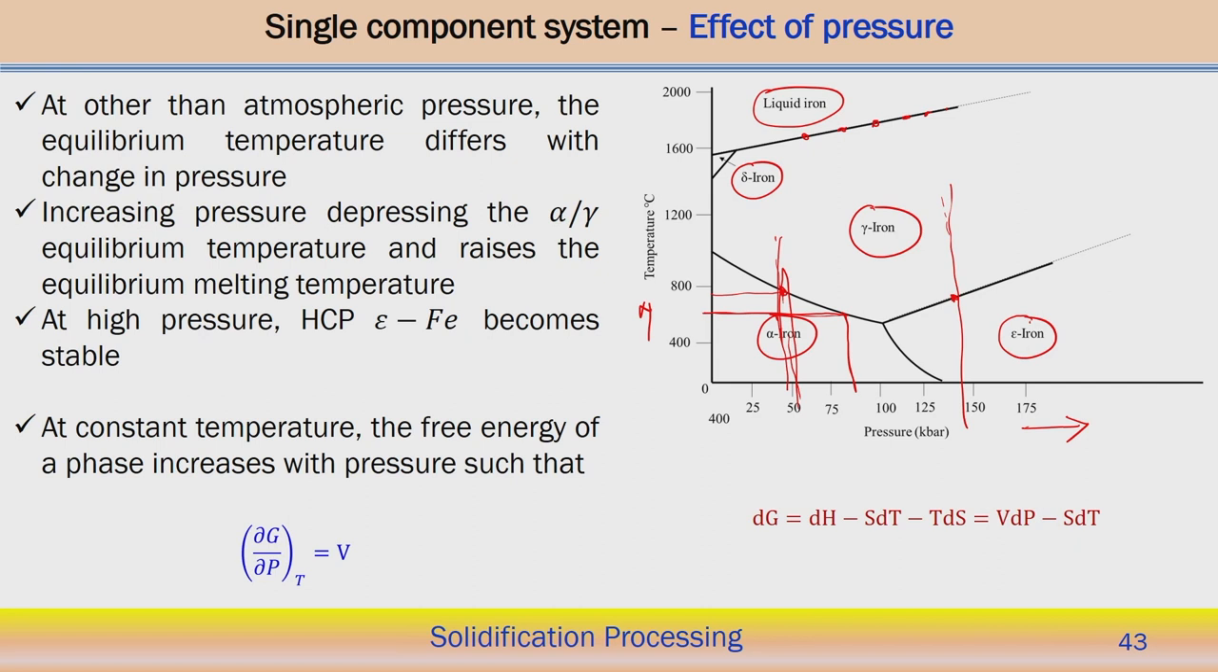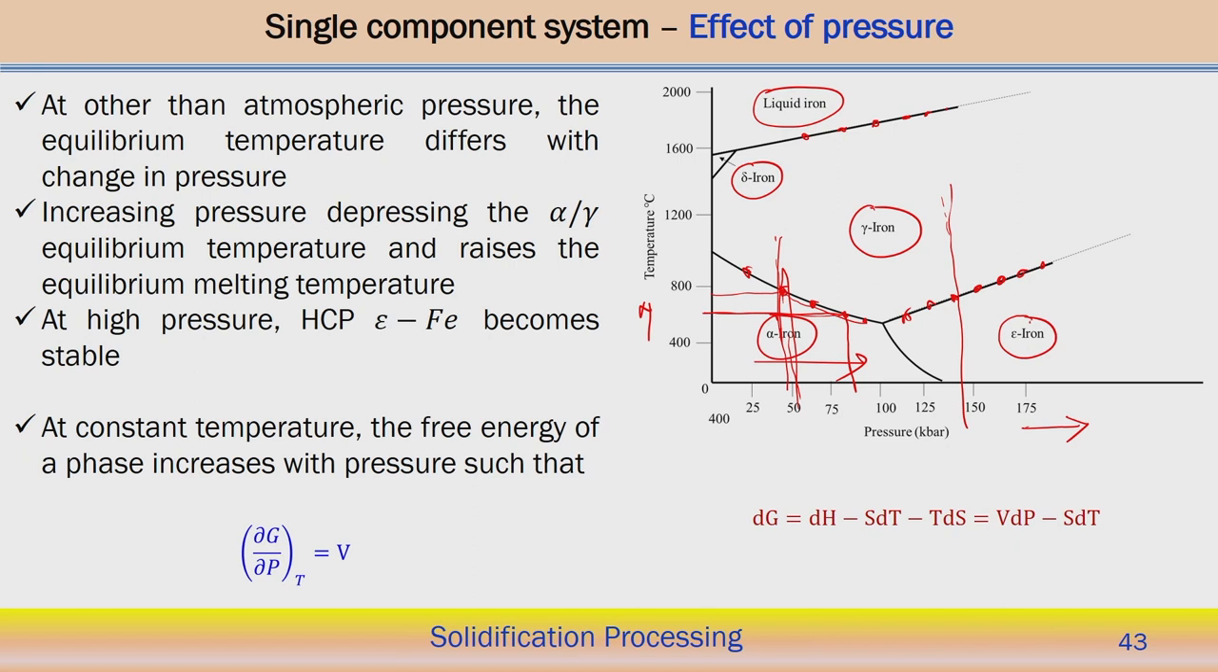But the other thing to observe is that the equilibrium temperature between two different phases, gamma iron to alpha iron, decreases with increasing pressure. Even if you look at the phase change from gamma iron to epsilon iron, with increasing pressure the equilibrium temperature increases. So we can observe different trends: the equilibrium temperature can either increase or decrease with an increment of pressure. This kind of information we can get from this particular graph. Here we observe that epsilon iron exists at very high pressure.